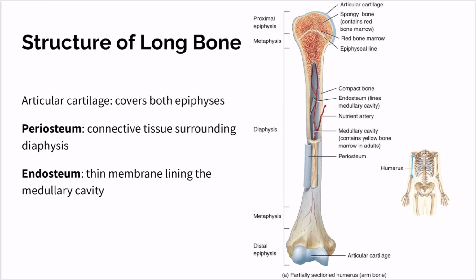So notice that there is a connective tissue covering on the outside and the inside of our long bones, the periosteum and the endosteum. This is dense regular connective tissue that covers our long bone.